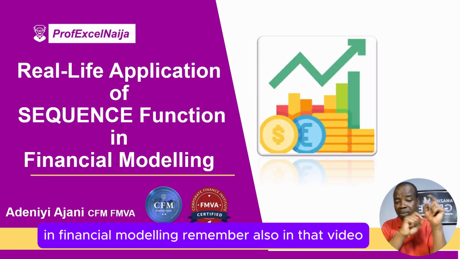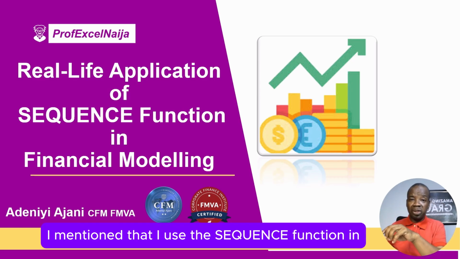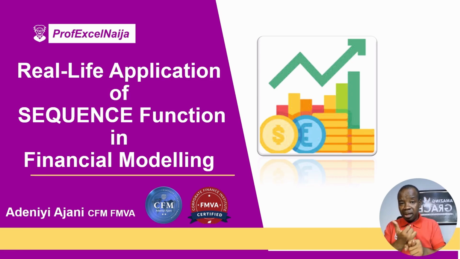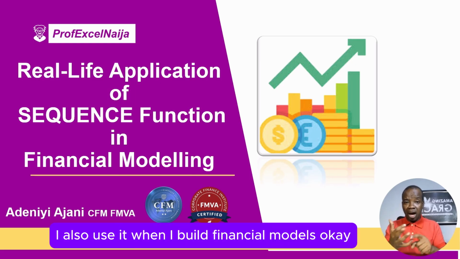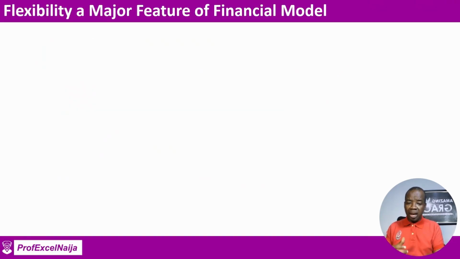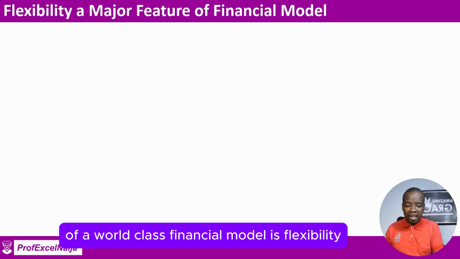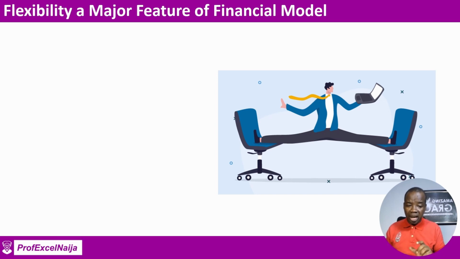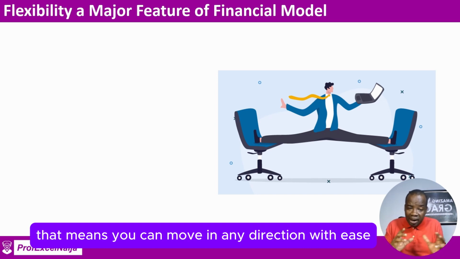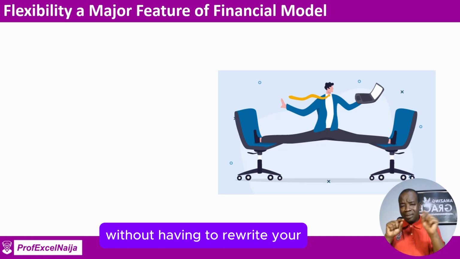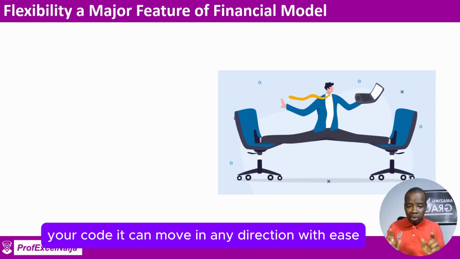Remember, also in that video I mentioned that I use the sequence function when I build models. I also use it when I build financial models. Now, one of the major attributes of a world-class financial model is flexibility. That means it can move in any direction with ease without having to rewrite your code.